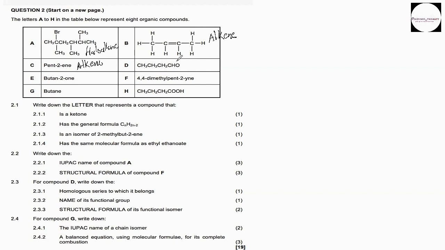And then D, because of the CHO, belongs in the aldehyde. E, butan-2-one, because of the suffix -one, belongs in the ketone. F, because of the suffix -yne, belongs in the alkyne. G, because of the suffix -ane, belongs in the alkane. And H, because of the COOH, belongs in the carboxylic acid.